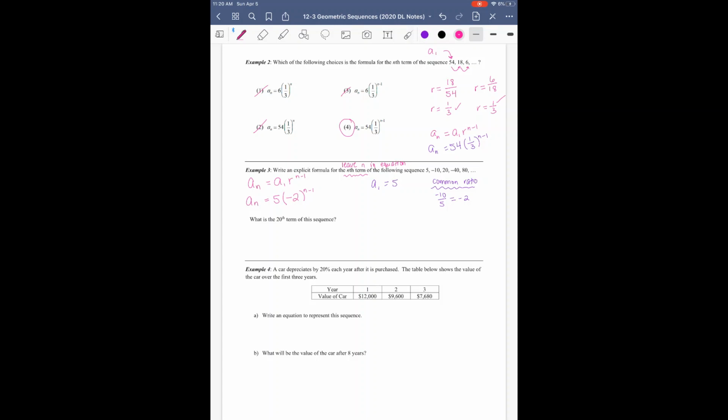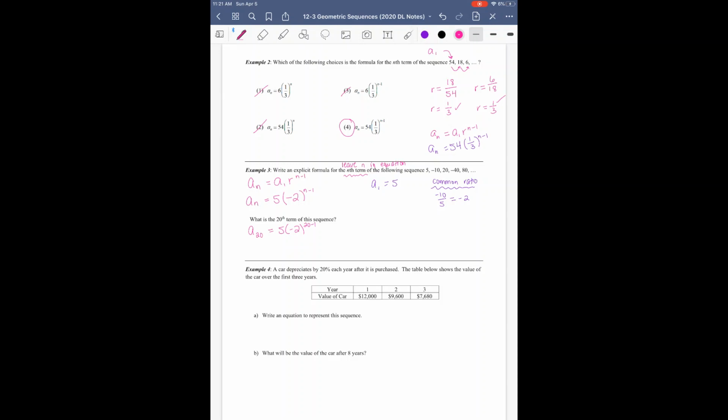So that is the explicit formula for that given sequence. Now to figure out what the 20th term is, all I need to do is substitute in 20 for n. So a sub 20 is equal to 5 times -2 to the 20 minus 1. And we can put that right into our calculator to figure out what the value of that term is going to be. So when I plug that in, I'm going to get a really, really big number.